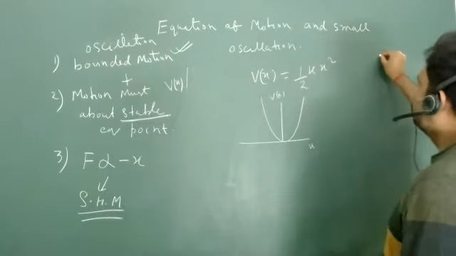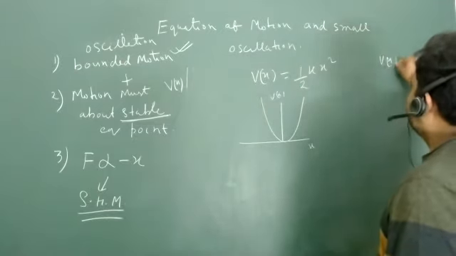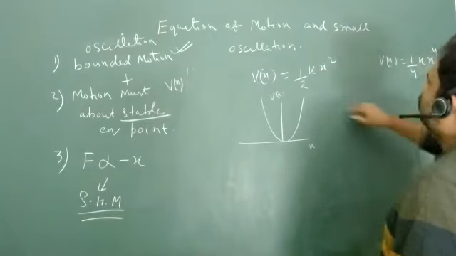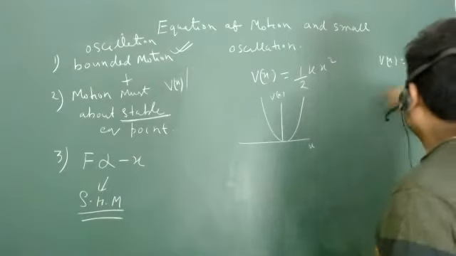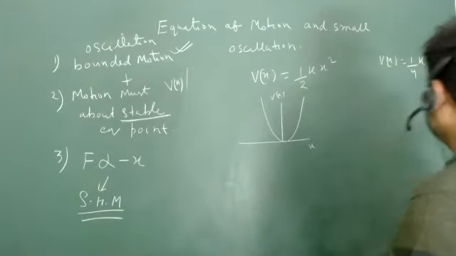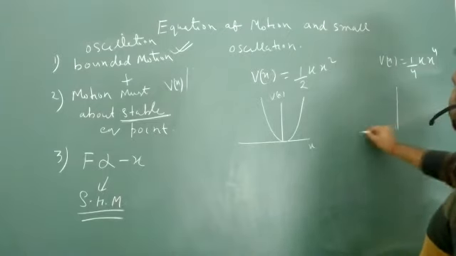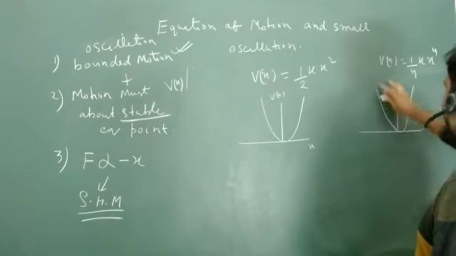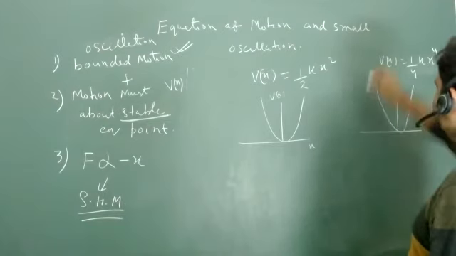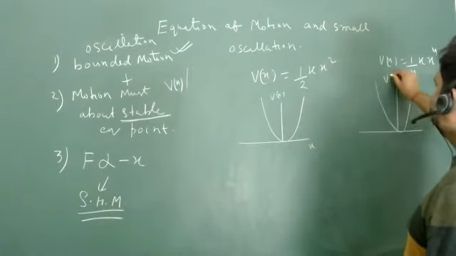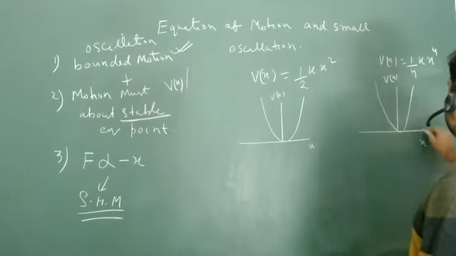And the second potential, let's say V(x) is equal to 1 by 4 kx to the power 4. Deliberately, there is half here with power 2, and here 1 by 4 with power 4. I have deliberately taken this type of potential. And if you have this sort of potential, what will be the shape? Exactly something like this, isn't it? This is V(x) versus x.